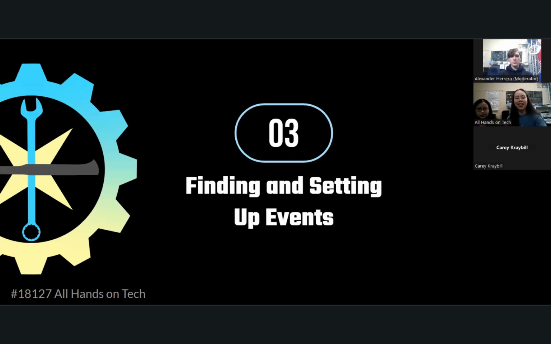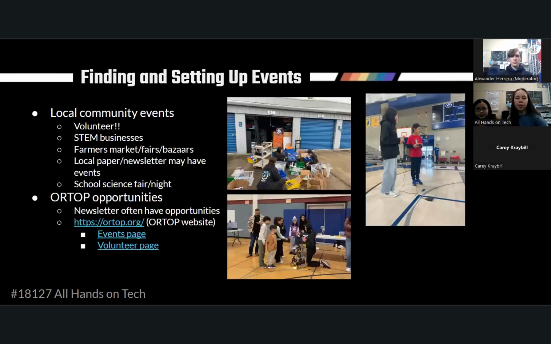Works now. Okay. Finding and setting up events. So you can do a lot of things to connect with the community and set up outreach events for your team. Some examples of stuff that we like to do are volunteering for different FIRST competitions, like the FRC Girls Gen competition. Our team almost always goes and helps them out and volunteers for that.